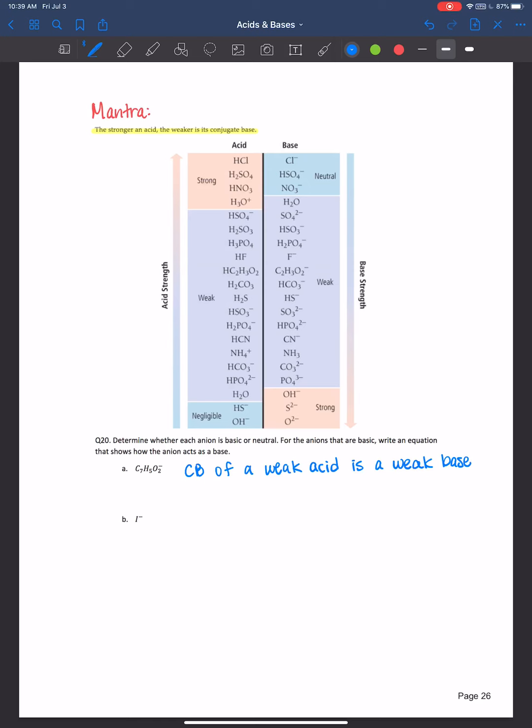And if we look at iodide, iodide's the conjugate base of what? Of hydroiodic acid, and that is a strong acid. And so it is pH neutral. So for part A, we would expect it to be basic. And for part B, we would expect it to be pH neutral.